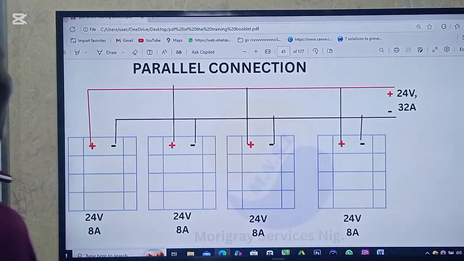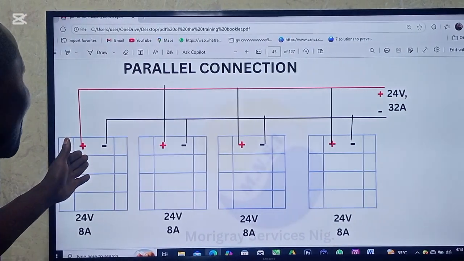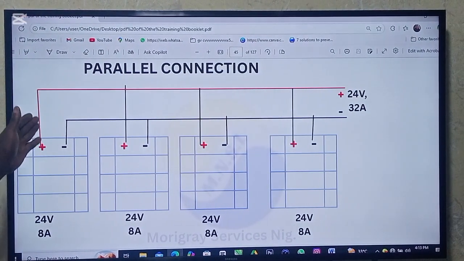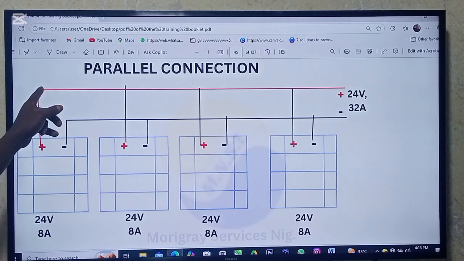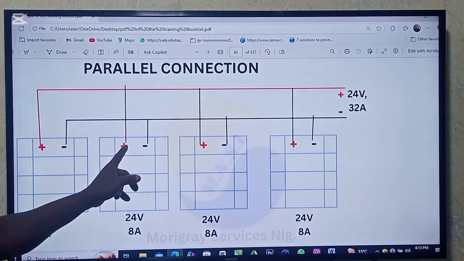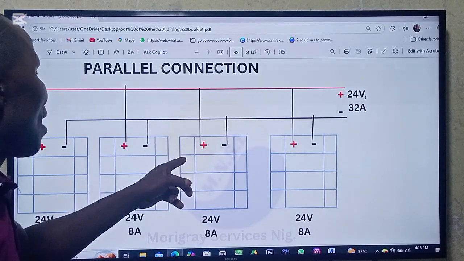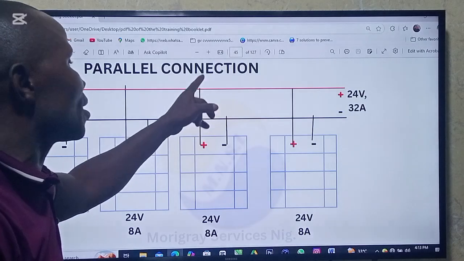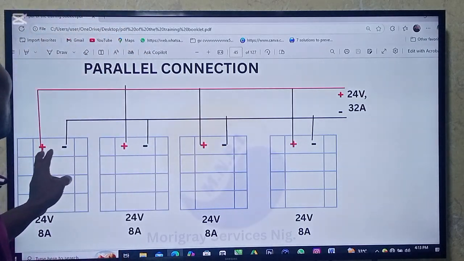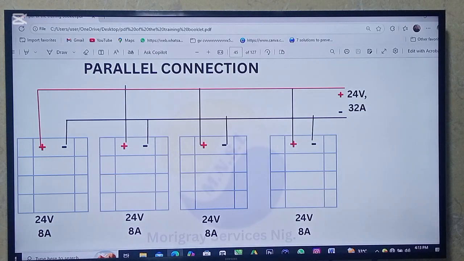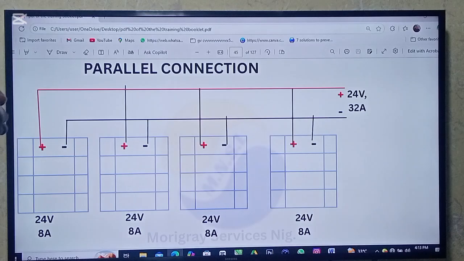When we talk about parallel connections, these are connections where the positive terminals of the solar panels are connected together. As you can see, these positive terminals are connected together with the positive terminal of the second panel, and the positive terminal of the third panel is connected to the positive terminal. All the positive terminals 1, 2, 3, 4 are joined together. Then all the negative terminals are joined together.